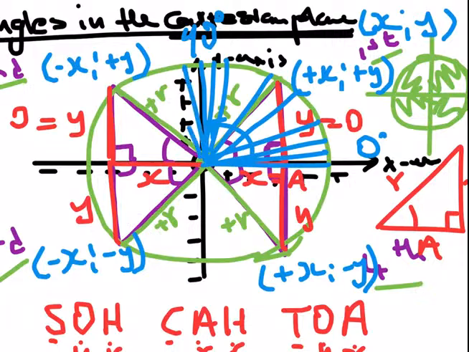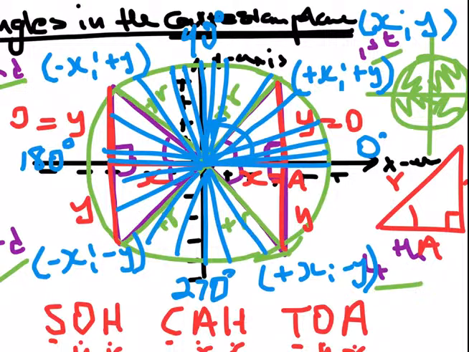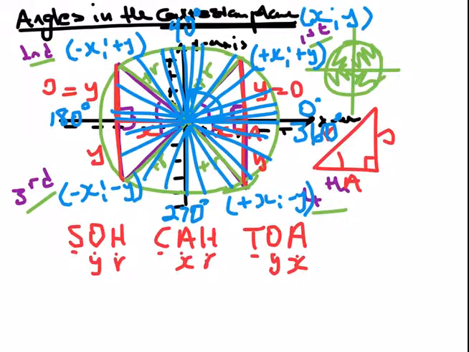So now 91, 92, 93, 94, 96, 97, until we get to 180 degrees. And then 181, 182, up to 270 degrees, and then 360 degrees. I'm pretty sure you are now aware of how the angles increase from 0 all the way to 360 degrees.